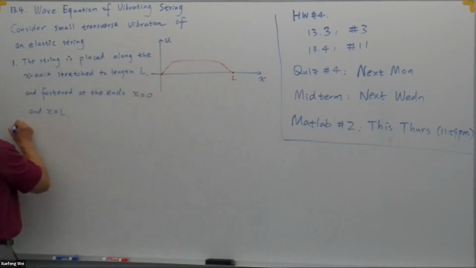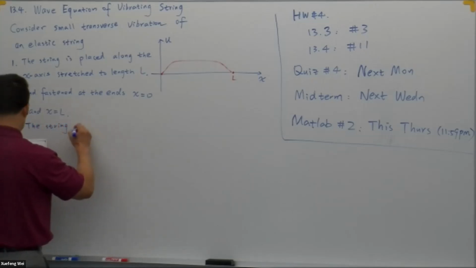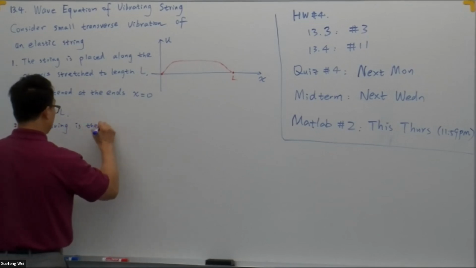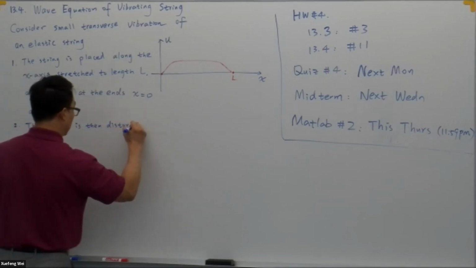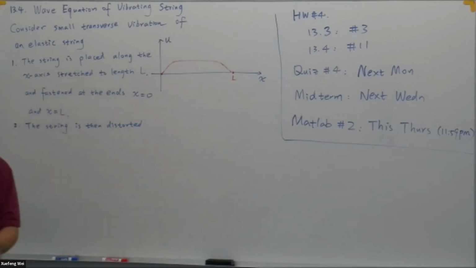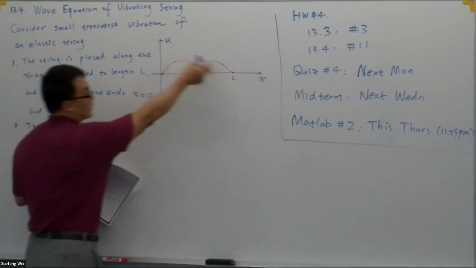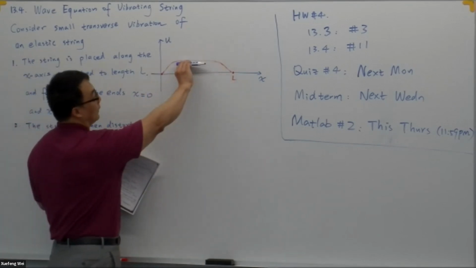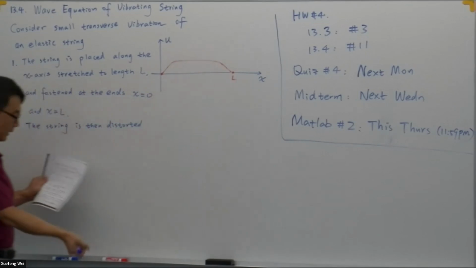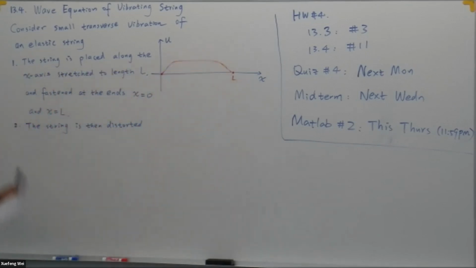Second is this. The string is then distorted. For example, you can physically just use your hand to pick up the string. So it's distorted, but because it's perfectly elastic, you can stretch it by picking up with your hand at different positions, or with a rod or something, so that you have multiple points of contact to pick it up.